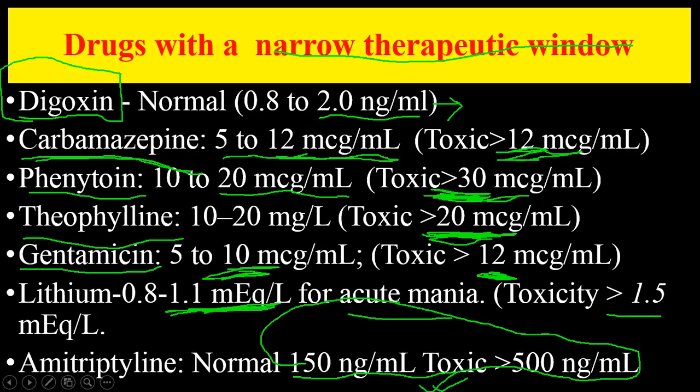Look, here the drugs have a margin between the level used in therapy and the toxic level. For example, for gentamicin it is 5 to 10. One person may be taking 10 microgram, no? If he goes to 12 microgram, then it is toxic. So the margin between the therapeutic level and toxic level is not very high. So these are known as narrow therapeutic drugs.